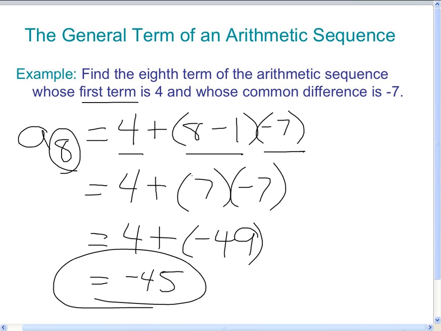Could you find it the other way by going through all the terms? Sure. But this is better, not necessarily when you're trying to find the eighth term. Finding 7 terms is not that bad. But when you're trying to find the 200th term, would you want to find all 199 before it? Probably not.